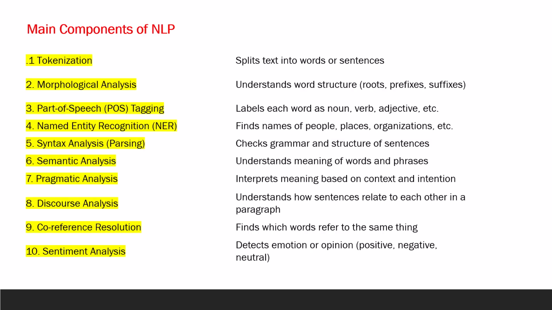So now there are other components also. You have to remember tokenization, morphological analysis, POS tagging (parts of speech), named entity recognition, syntax analysis, semantic and pragmatic analysis, discourse analysis, coreference resolution, and sentiment analysis. These are the terms that we are going to discuss next. We will clearly understand the main components and steps of NLP in the next class.